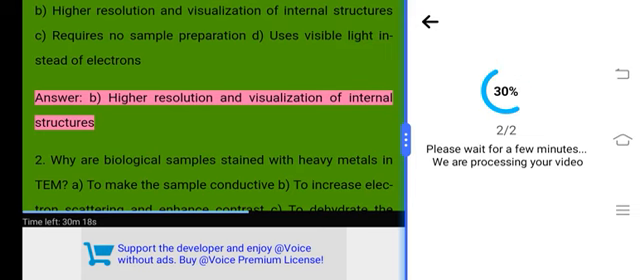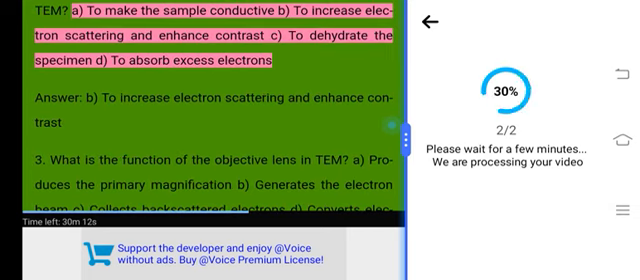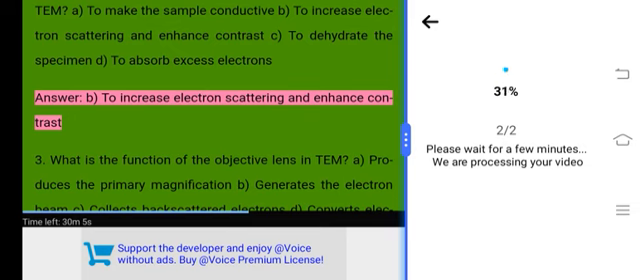Answer. B. Higher resolution and visualization of internal structures. 2. Why are biological samples stained with heavy metals in TEM? A. To make the sample conductive. B. To increase electron scattering and enhance contrast. C. To dehydrate the specimen. D. To absorb excess electrons. Answer. B. To increase electron scattering and enhance contrast.